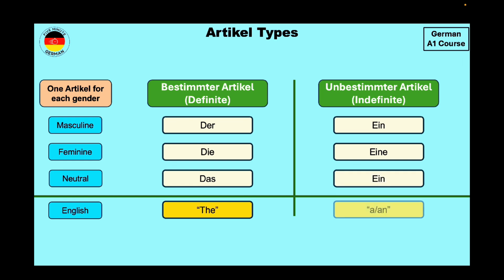And these are translated to a or an in English. So you see over here that the Unbestimmter or indefinite article for masculine and neutral is the same, which is ein, and for feminine it is eine.